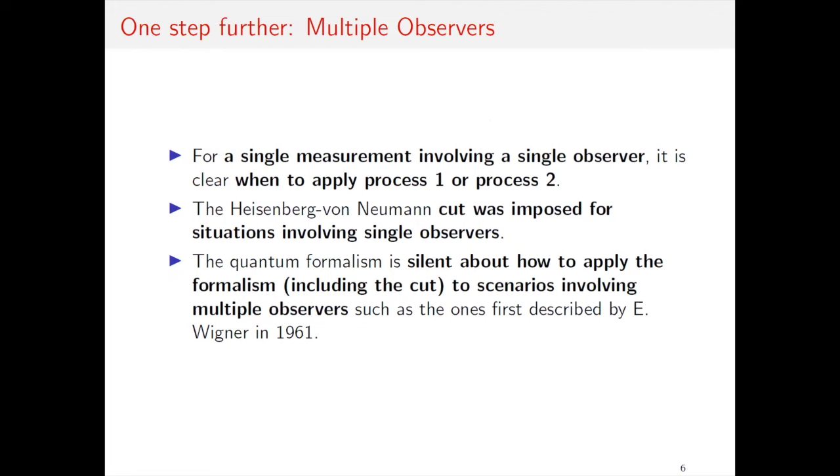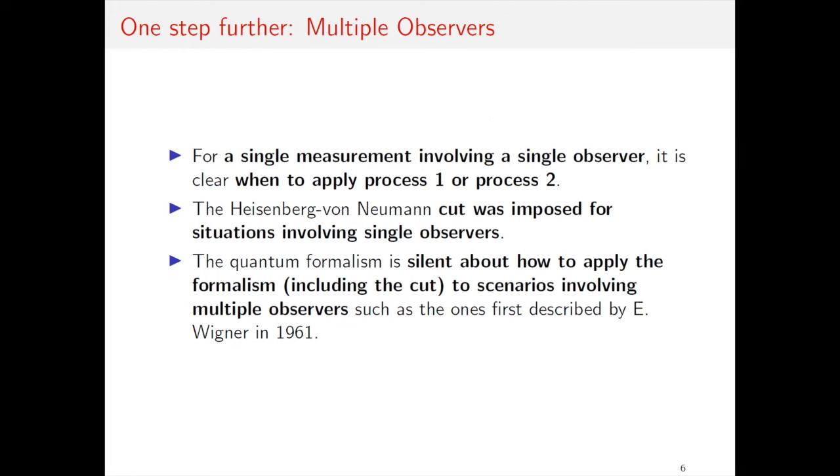Now, as long as we talk about a single measurement and a single observer who's measuring a system, it is clear when to apply process one and when to apply process two. So there is no big fuss, no uncertainty about what to do. The Heisenberg-von Neumann cut was imposed for situations where we have single observers. Now the question appears: what do we do when we have multiple observers?